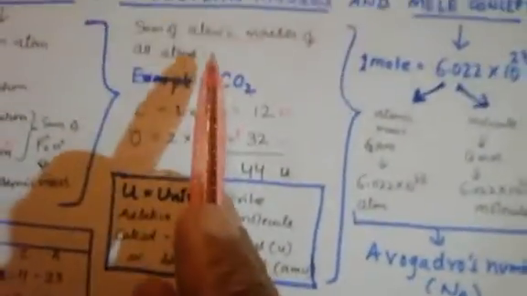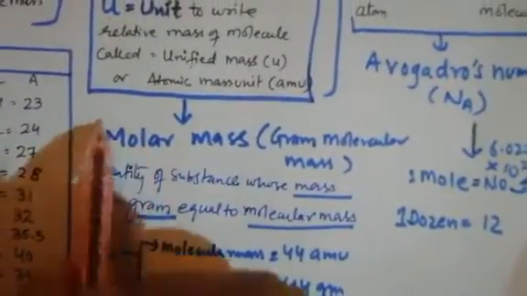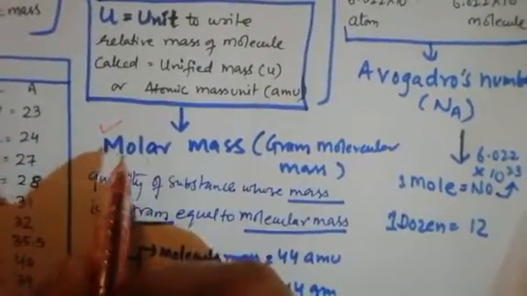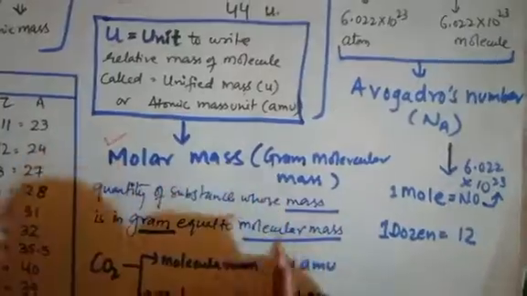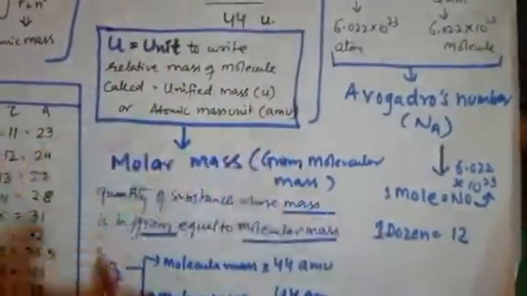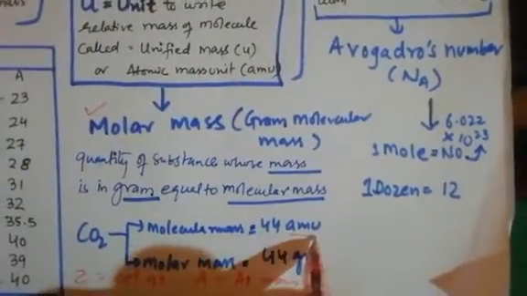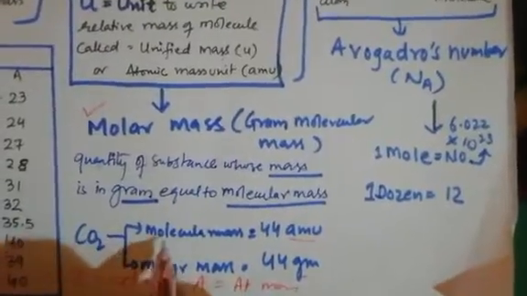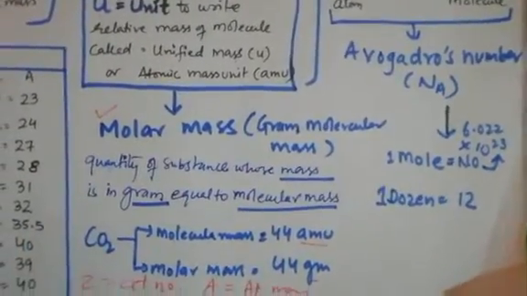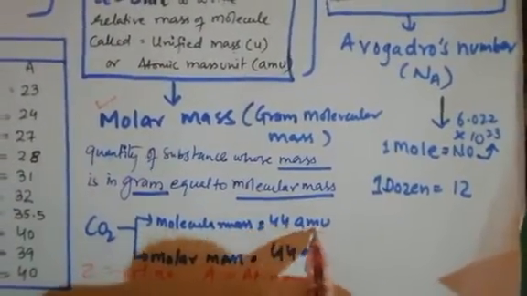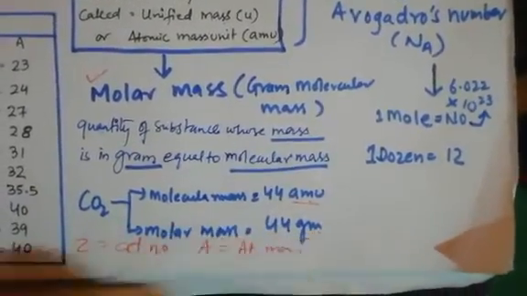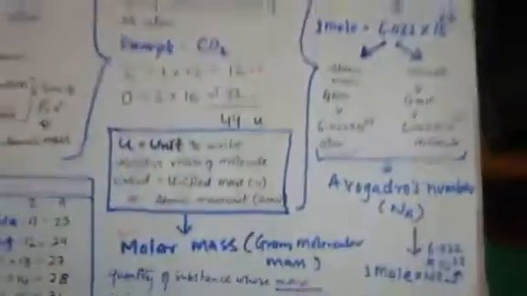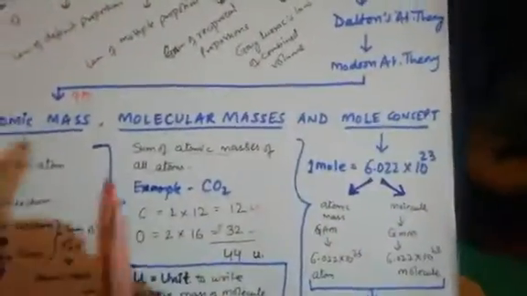So from this molecular mass, now a new name came, that is molar mass. Molar mass is gram molecular mass. It means that now AMU will be written in gram. There is nothing different. Only we need to change the unit from AMU to gram. So carbon dioxide molecular mass is, if the question says molecular mass, then you will write 44 AMU. If the question says molar mass, then you will write 44 gram. So this is all about molecular mass. We will calculate some questions.